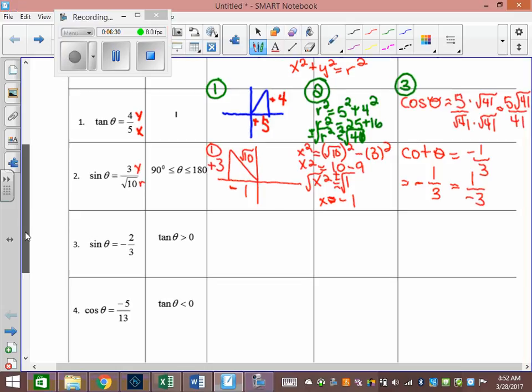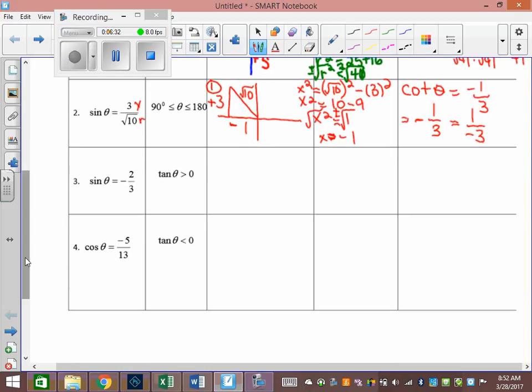So number 3 and 4 are the trickiest of them. So they just tell you tan is greater than 0. Whenever they say in this unit, tan or cotan or any of them is greater than 0, that means tan's positive. Instead of writing tan is positive, they'll write tan is greater than 0.